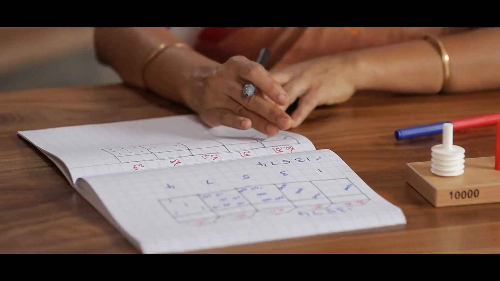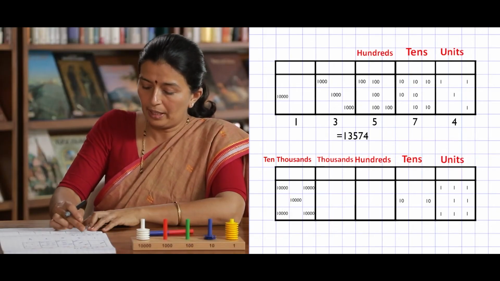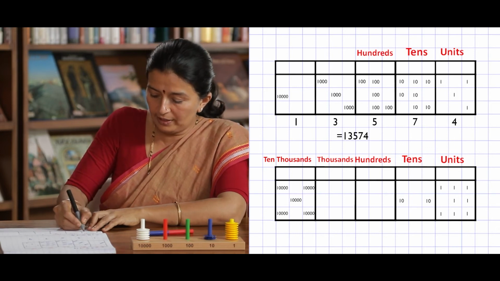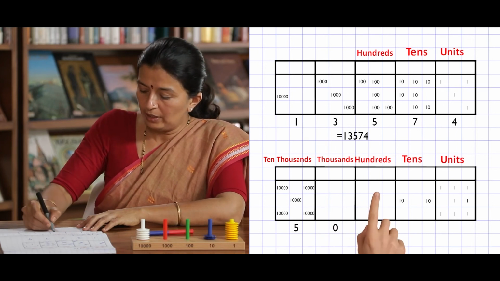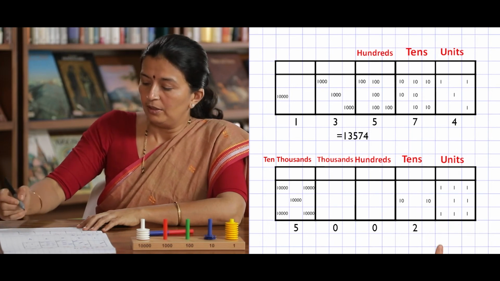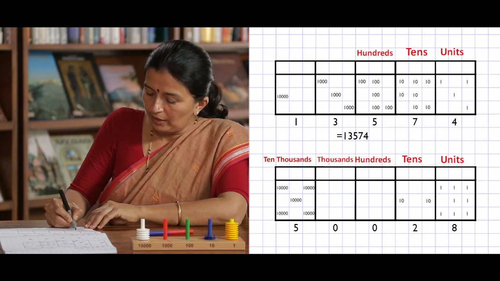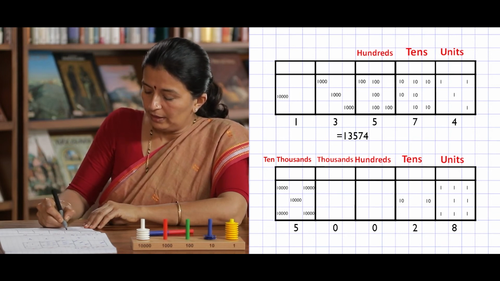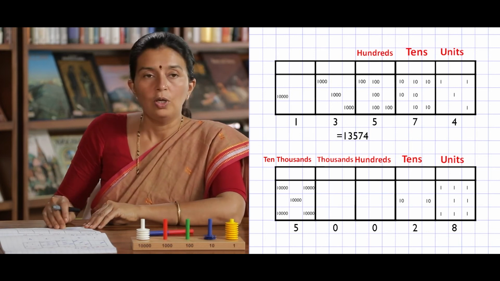Now, in the 10,000's place, 5 10,000s. Thousands place is empty. Hundreds place is also empty, that is 0. And tens place has 2 and units place has 8. So this number is 50,028. This is how we read it. This is how we write it in the abstract. Also, in the table, they can practice by writing.